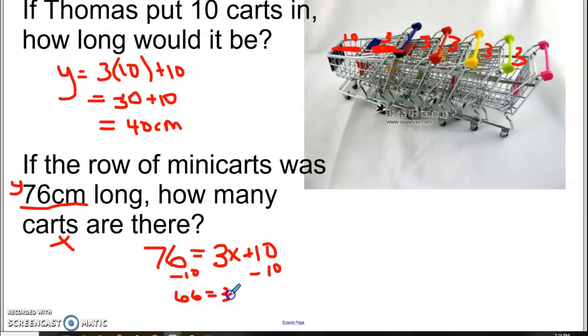And then remember, to move the 3, you have to do the opposite. So we'll divide it to the other side. So you'll divide by 3. That means that x equals 22 carts. So 22 carts would be 76 centimeters long. Now this is just one example of a word problem that you're going to see as we finish off our section today on slope-intercept form.